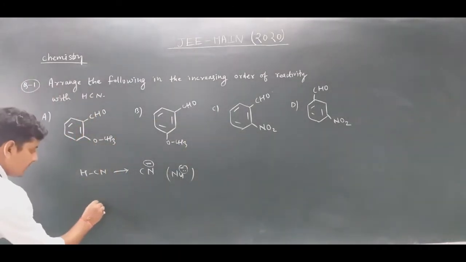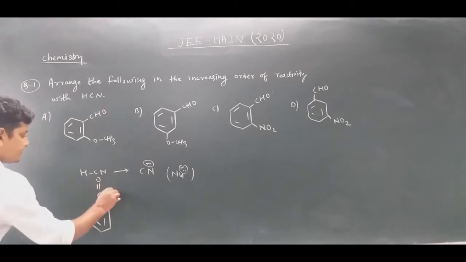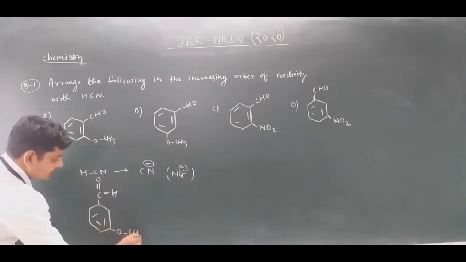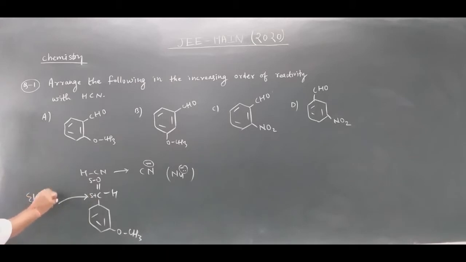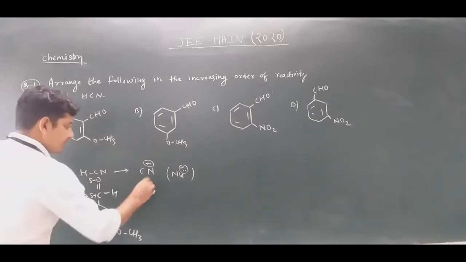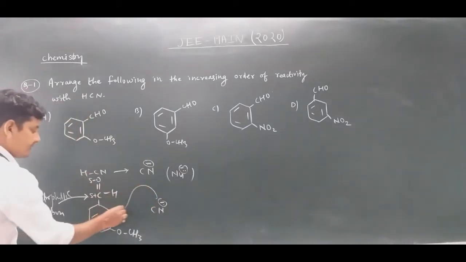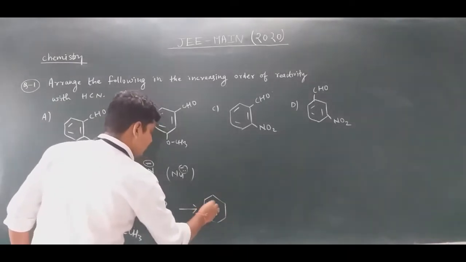One thing is very common: there is benzaldehyde, with CHO, and here it is OCH3. Here is partial positive charge and here is partial negative charge. This partial positive charge is basically the electrophilic carbon. So the nucleophile, CN minus from HCN, will attack at this, and this will break.